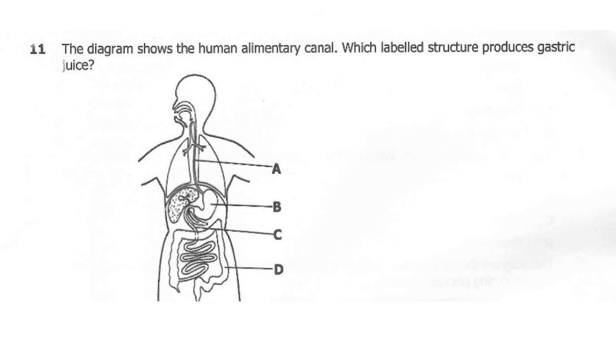Question 11. The diagram shows the human alimentary canal. Which labeled structure produces gastric juice? Is it A, B, C, or D? Drop your answer in the comment section.